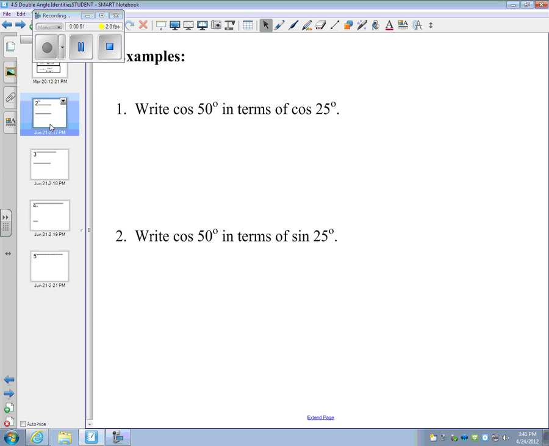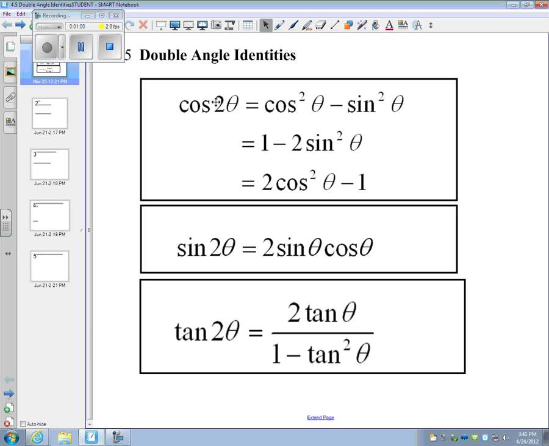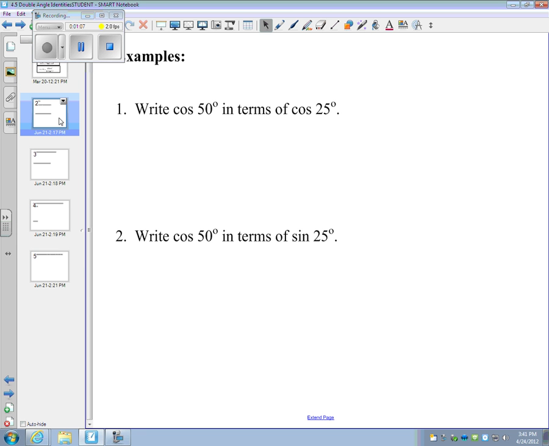We need to write cos 50 in terms of cos 25. So we need to say, well, which expression for cos contains only cos? So cos of 2 times something equals, well, this one only contains cos. This one has sines in it. So that's the identity we're going to use. So we say cos of 50 is equal to cos of 2 times 25. And the cos of 2 times 25 in the identity would be 2 cos squared 25 minus 1.